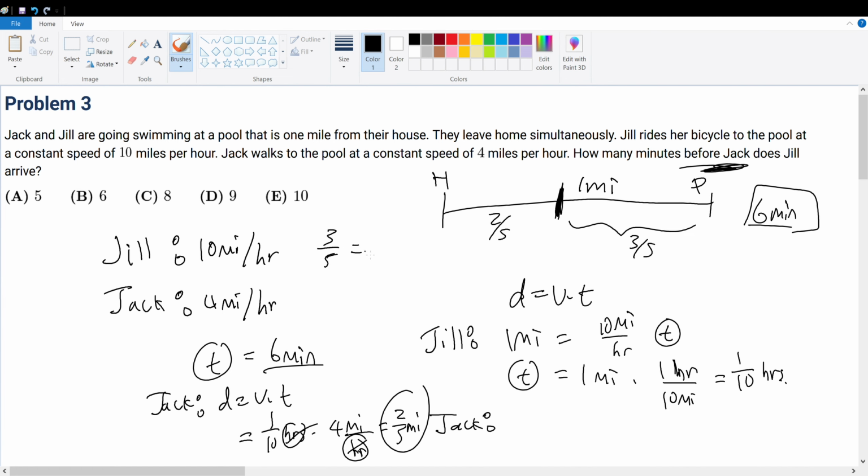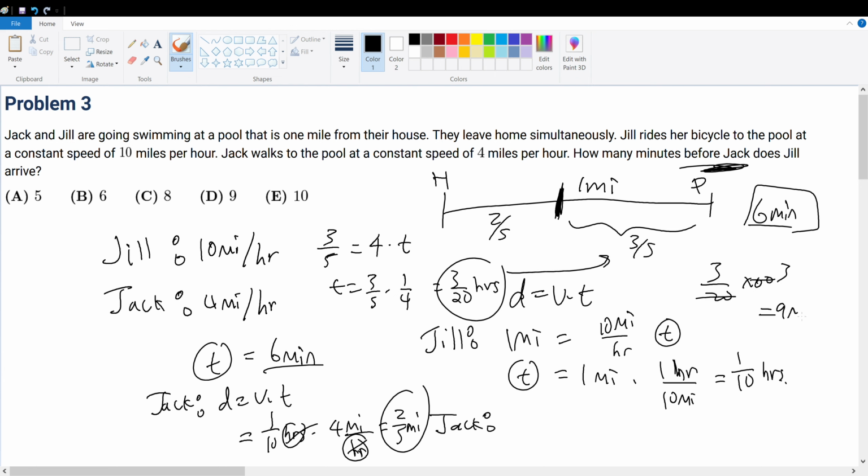Well, D is equal to V times T. V is 4 times T. T is equal to 3 over 5 times 1 over 4, which is 3 over 20. So he must take 3 over 20 hours to traverse this distance, which is the same thing as 3 over 20 times 60, which gives you 9 minutes. Therefore, since he would take 9 more minutes to arrive when Jill arrived at the pool after 6 minutes, your answer would be D, and we are done.